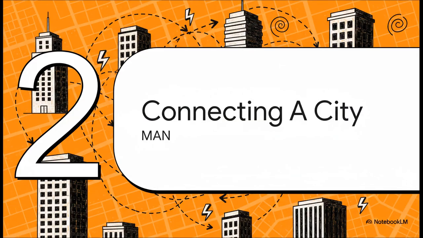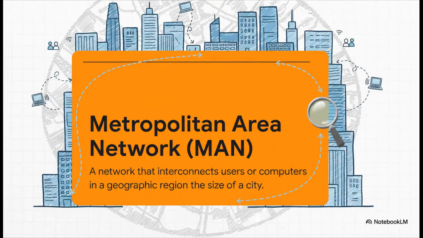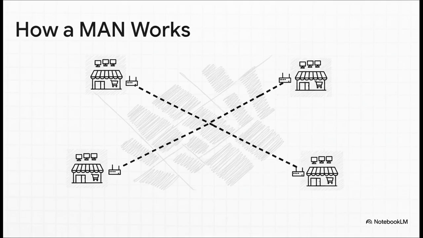All right, so that covers a single building. But what happens when you need to connect, say, a few different buildings all across a city? Well, that's where our next building block comes in, the MAN. The Metropolitan Area Network, or MAN, is the totally logical next step up in scale. It's specifically designed to connect users and their LANs across a much bigger area, like an entire city. So you can think of a MAN as the backbone that connects a bunch of different LANs.